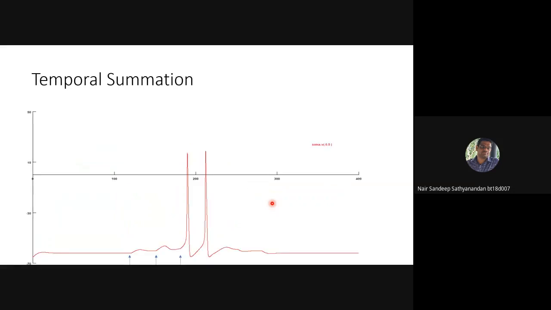So this is the temporal summation. I just mentioned it here. The stimulus at dendrite 1 is given at 125, the stimulus at dendrite 2 is given at 150, and the stimulus at dendrite 3 is given at 180 milliseconds. All the stimuli are given for a period of 100 milliseconds. When the third one is given, the potential is sufficient to cross the threshold and an action potential is generated.